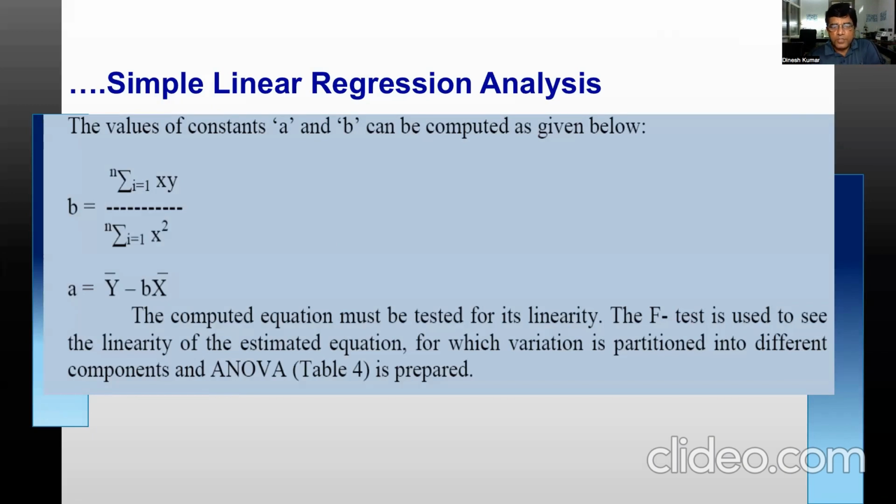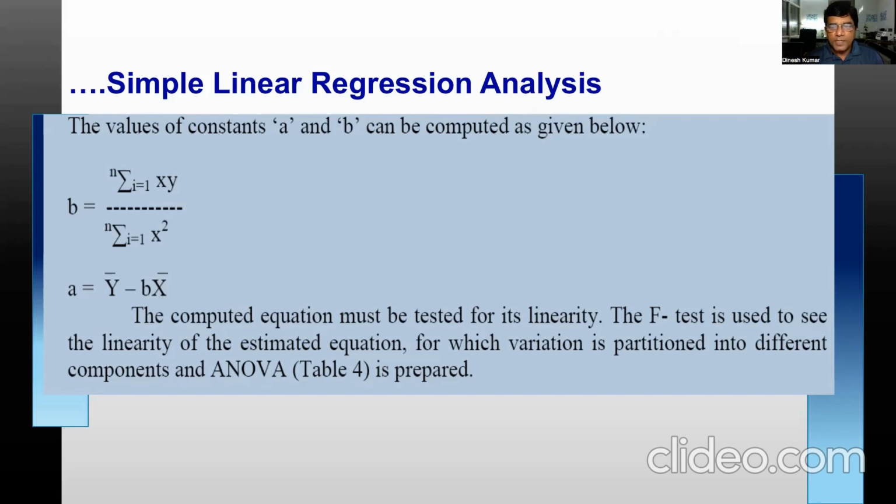Now your job is to test whether it is a genuinely a linear equation, whether it is linear or not. Is it having linearity or not? So that is to be tested, and F test is used to see the linearity of the estimated equation, or whether the regression is significant. In other words, you can say whether the regression is significant or whether the B, the regression coefficient, is significant. It can be expressed in many ways. Overall, you want to see the linearity of the equation, whether this equation is statistically linear or not.